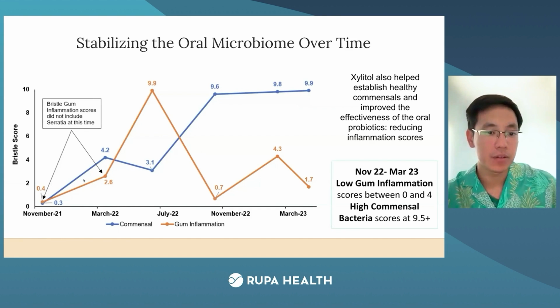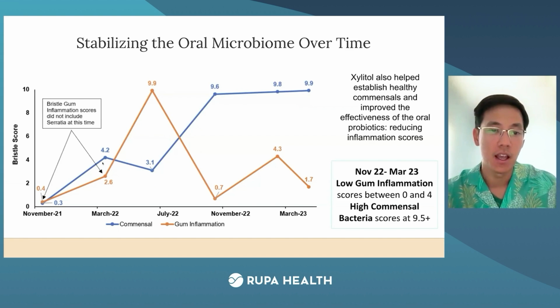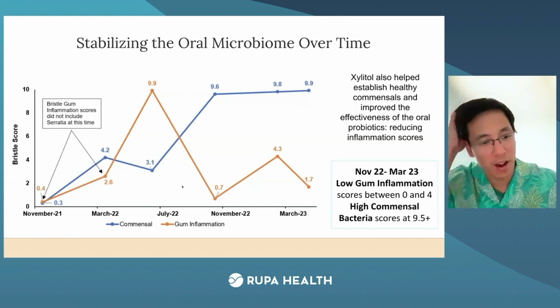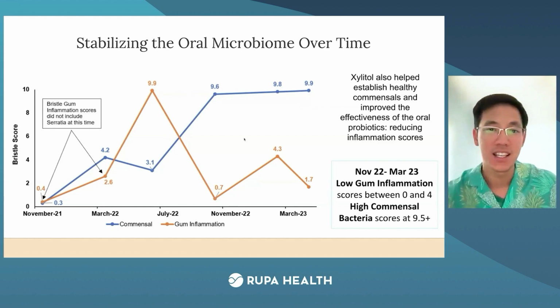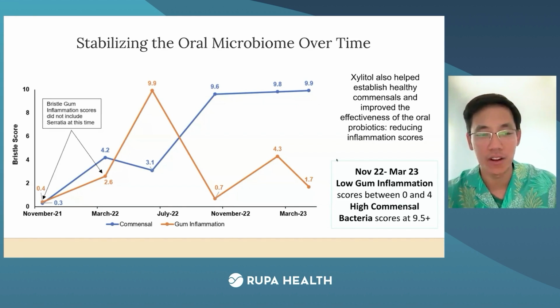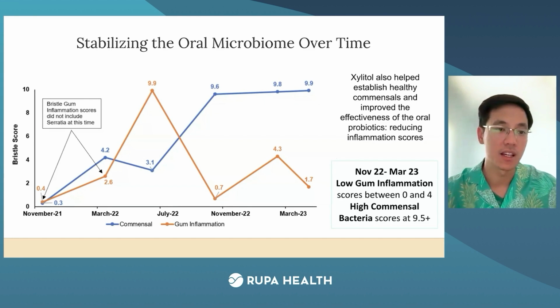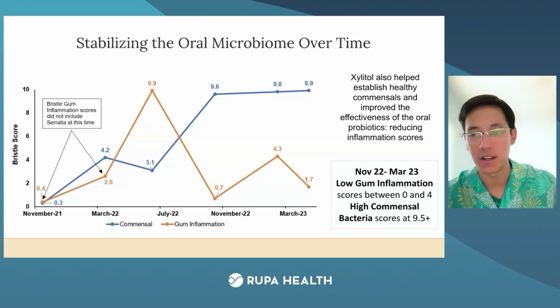And during this period of time, in the first half of this graph on the left, he had a number of symptoms, of periodontal symptoms, such as those abscesses. And he was also lacking any commensal bacteria. He had none of it. And by the time that he had finished his round of personalized treatments, he now has a very healthy level of commensal bacteria. And his scores have jumped up to 9.6 to 9.9. And his gum inflammation scores have reduced to the healthy range.